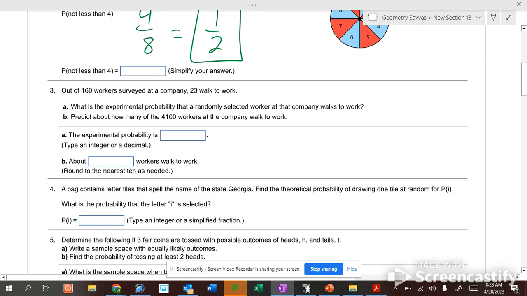Out of 160 people surveyed at a company, 23 walk to work. So the experimental probability is 23 over 160, which you reduce. Look at the parentheses today. It says type an integer or decimal. So let's type a decimal for this. Somebody, calculator, take 23 divided by 160. What do we get?